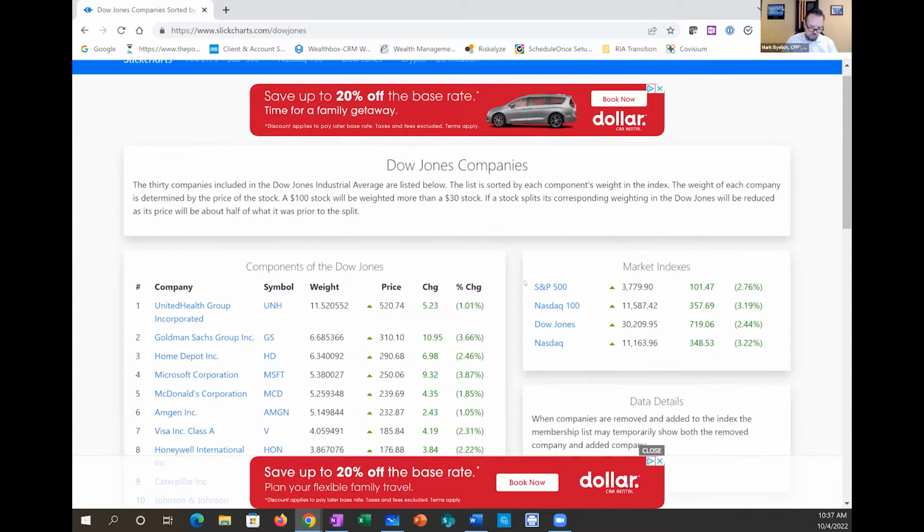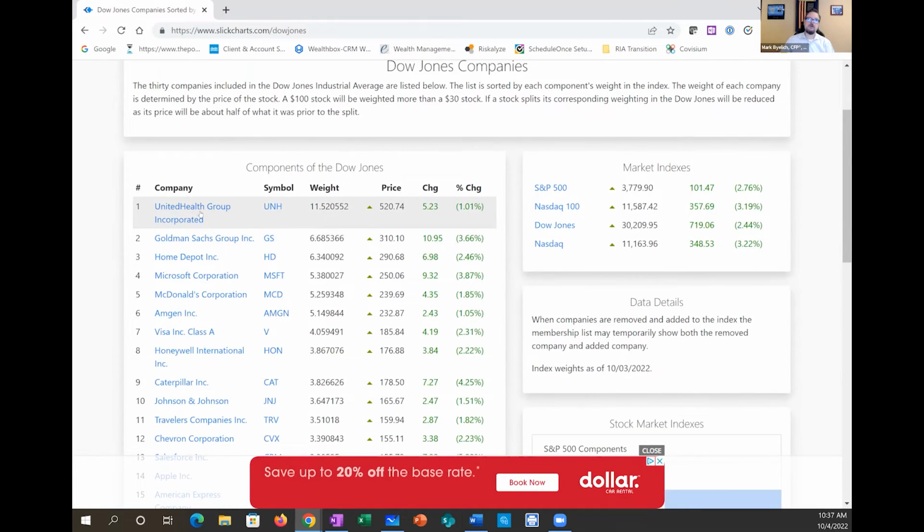So let's take a look at the different companies in the Dow Jones Industrial Average. And these are price weighted. So it's depending on the price of the company, the market price. And you can see how it works here. Here's the price of United Health Group.